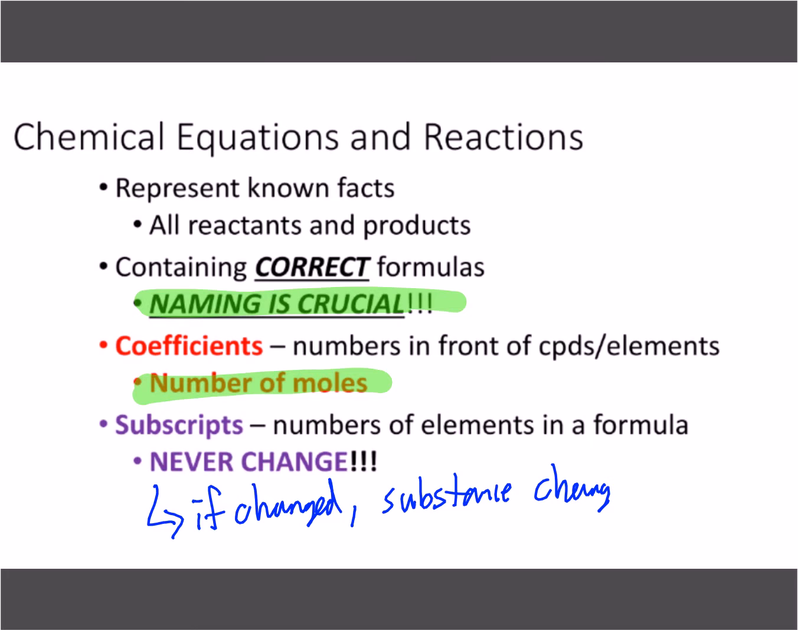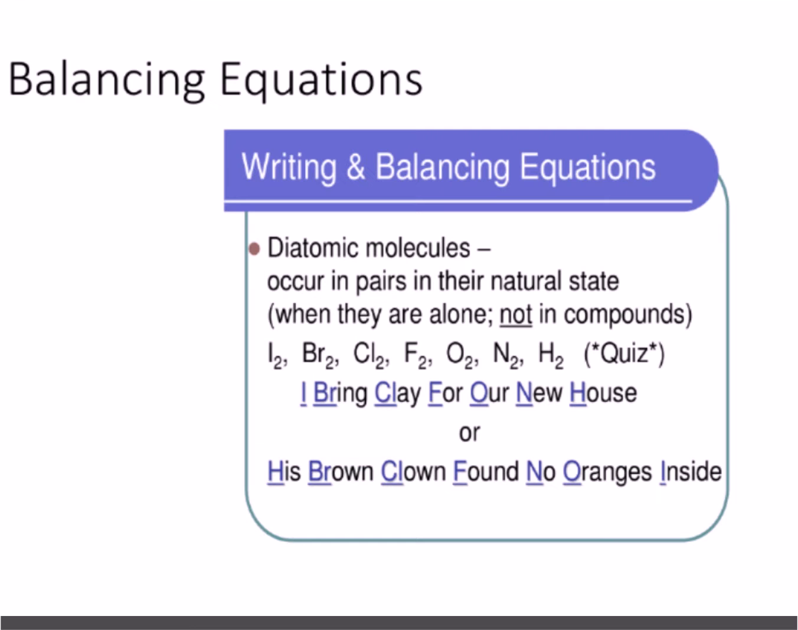So as we go to balance equations today, we will never change the subscripts in a formula. They're off limits. Okay? The only time we will change them is when we're talking about reaction prediction. We have to make our products from our reactants. But when we're balancing, we only use coefficients to balance. Right? The numbers out in front. That's what we're going to practice here today.